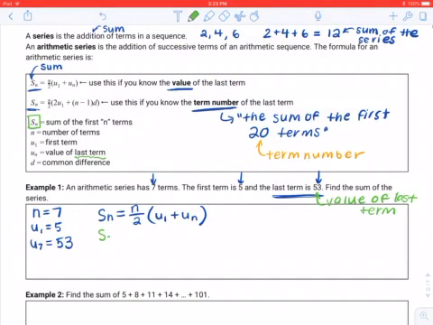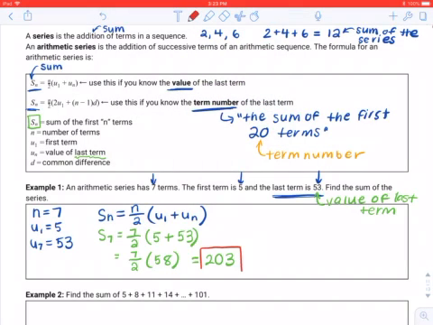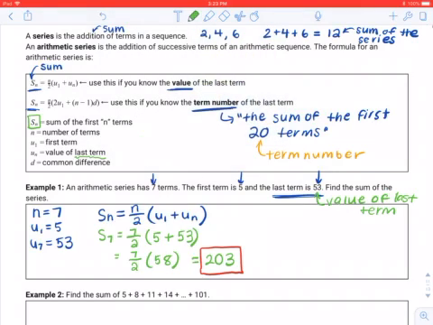So inserting our own variables in there, we've got the sum of the first 7 terms is equal to the number of terms, 7, divided by 2, times u1, which is 5, plus the value of the 7th term, which is 53. So I end up with 7 over 2 times 5 plus 53, which is 58. And the sum of the first 7 terms is 203. So if we expanded that series out, even though we don't know all the terms in it, and we added the first 7 terms together, then we'd end up with a sum of 203.